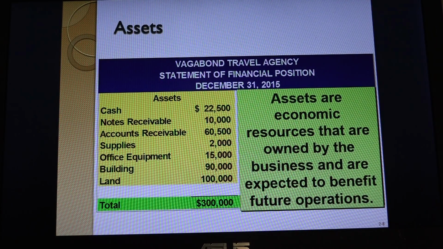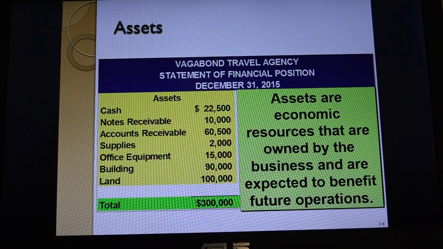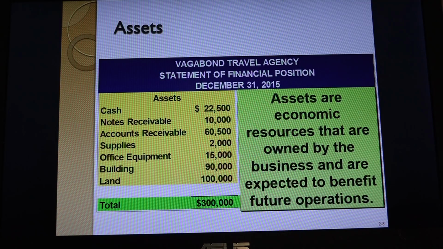So what is an asset? It's an economic resource that is owned by the business and is expected to benefit the company's future operations.